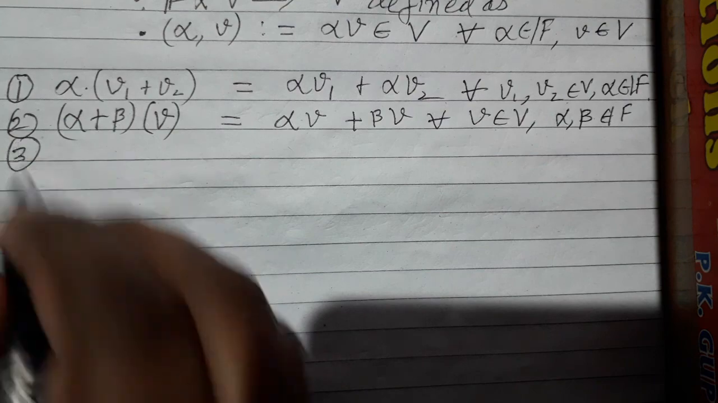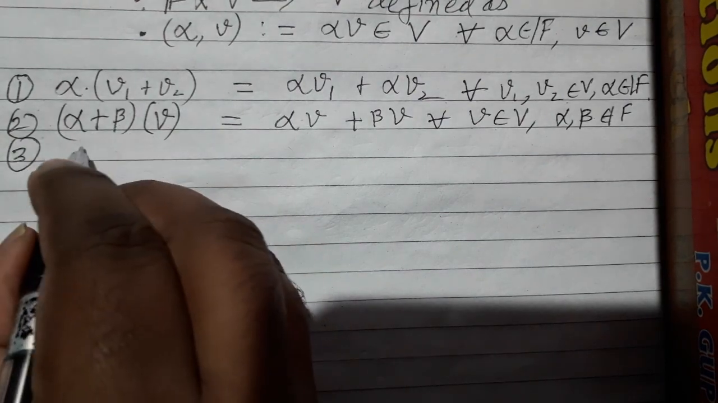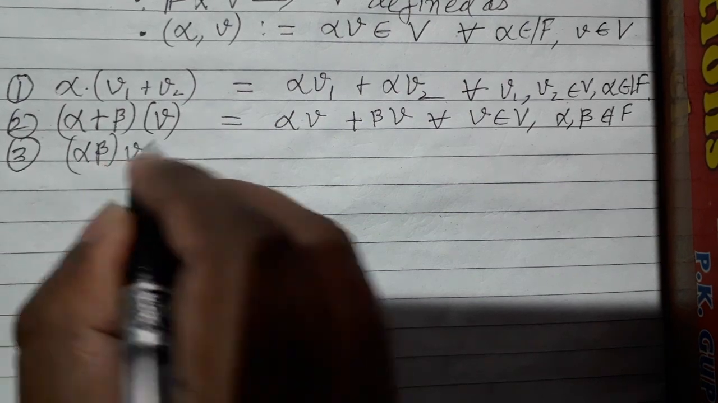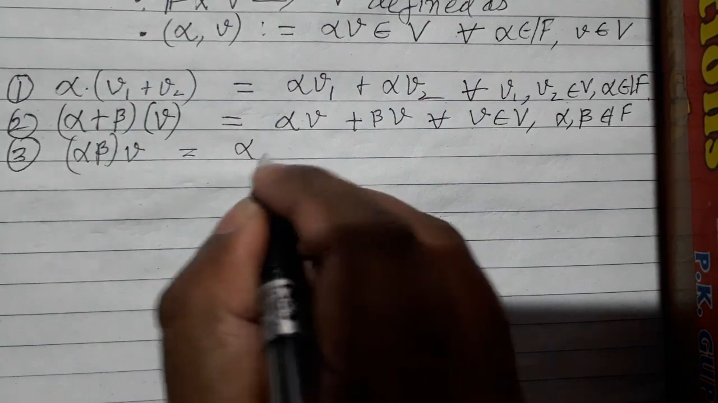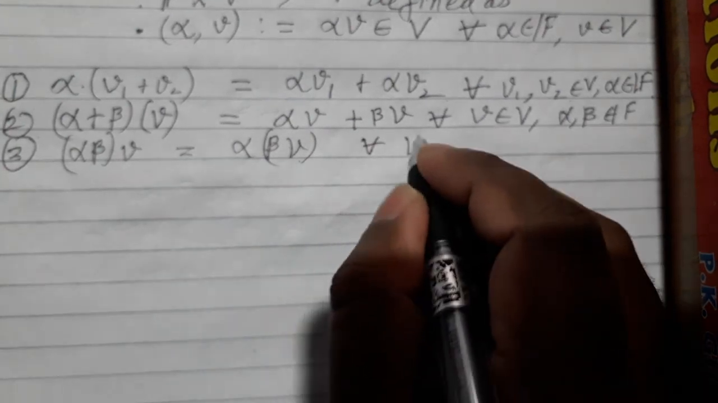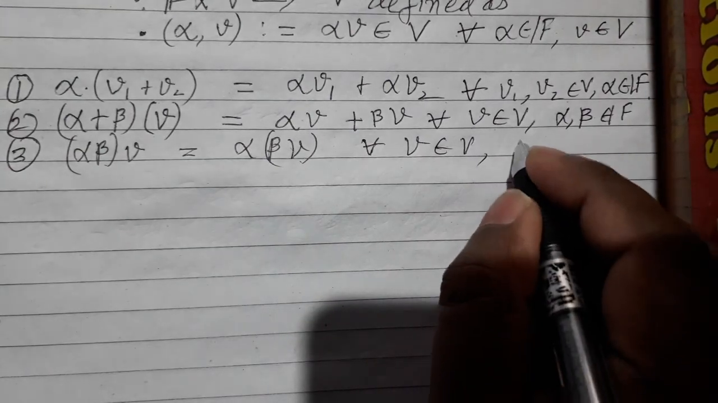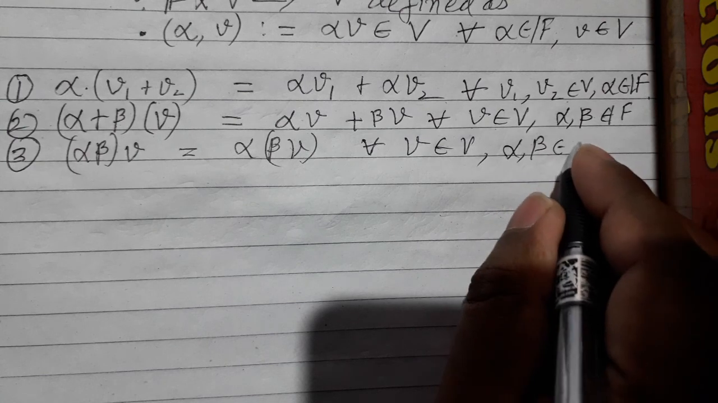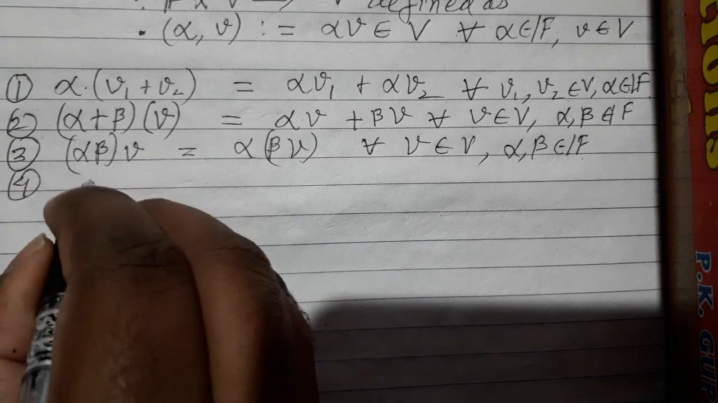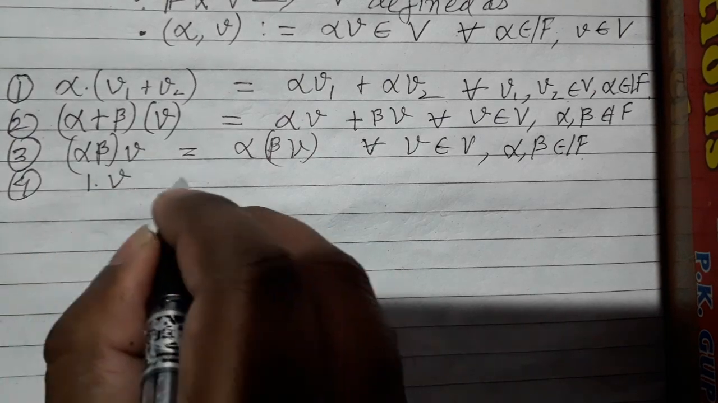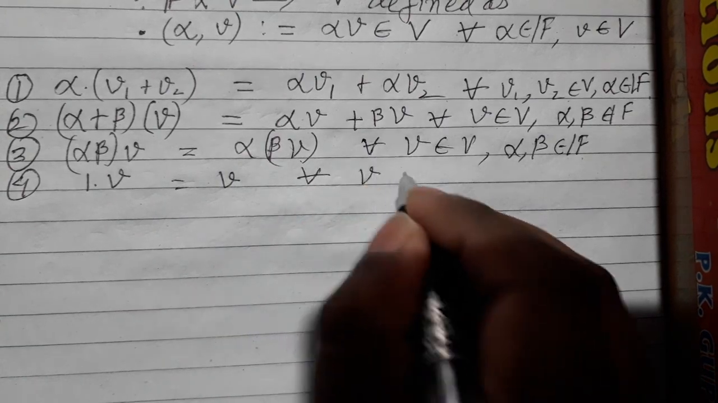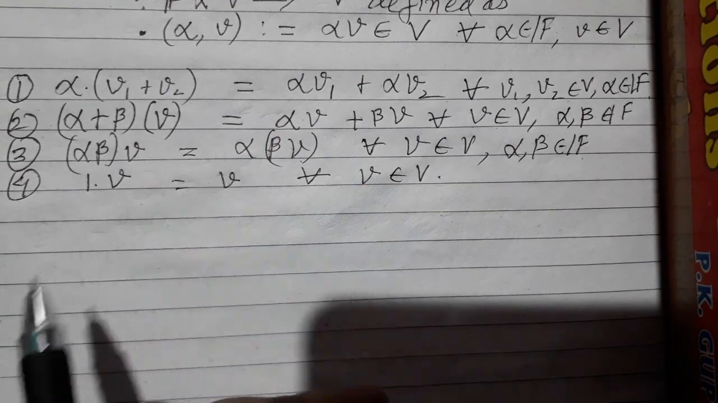The third property is that you take the multiplication of two scalars, alpha beta, multiplied by a vector v. You should show that this equals alpha times beta v, for all v belonging to V and alpha, beta belonging to the field. Number 4 is 1 times v. If we can show this equals v, for all v belonging to V, then it is said to be a vector space.